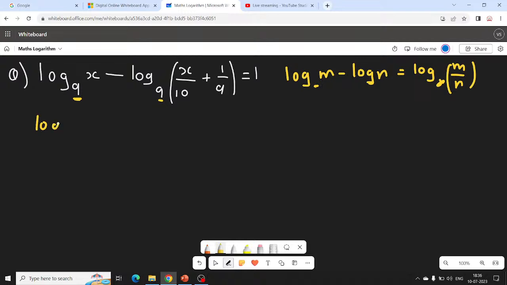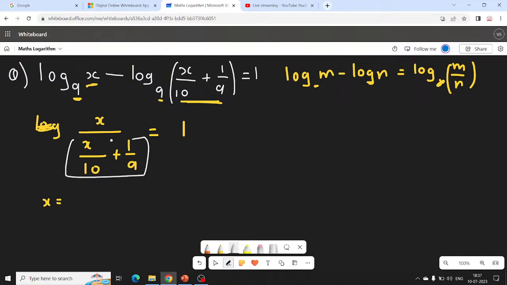So this becomes log of x, this x, whole divided by what is this here? Actually the log goes away. This becomes x by 10 plus 1 by 9 is equal to 1 on the right hand side. Do you all understand? Okay. Now you solve this. Keep x like this and this complete term I take to the right hand side. Anything into 1 is the same. So x by 10 plus 1 by 9. Now cross multiply and tell the answer.